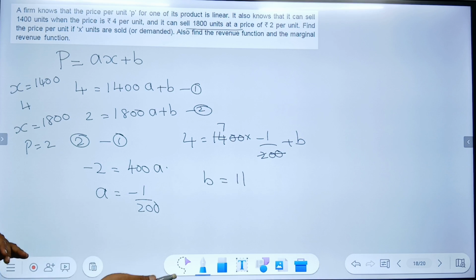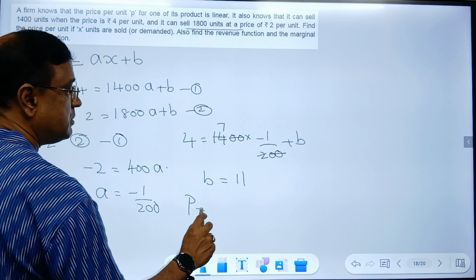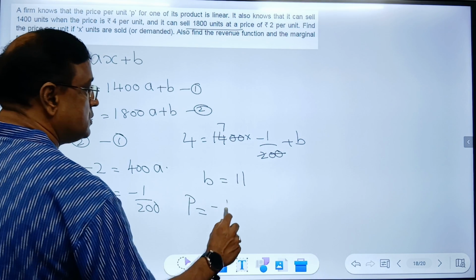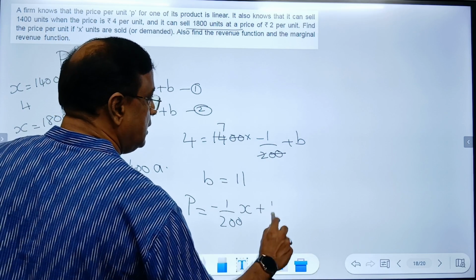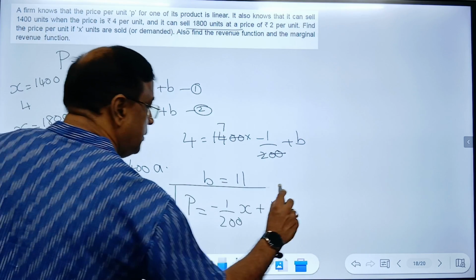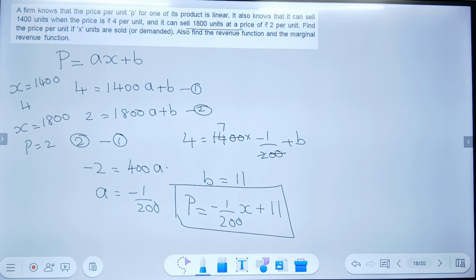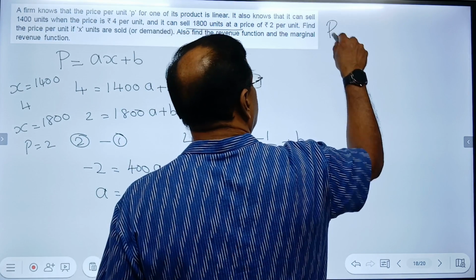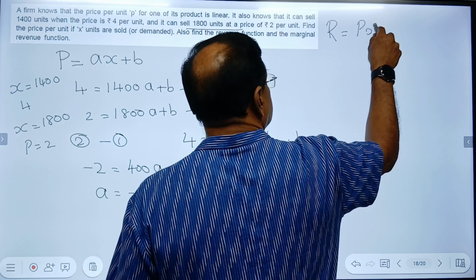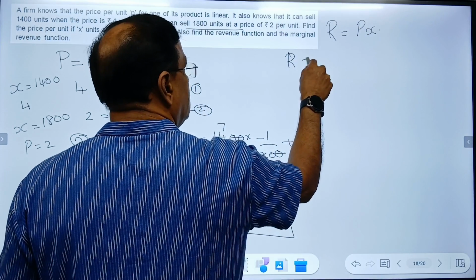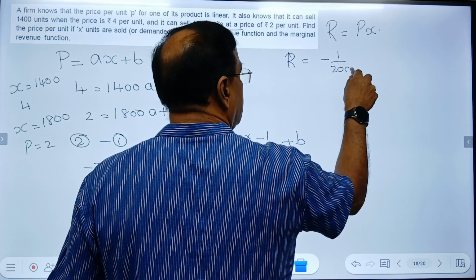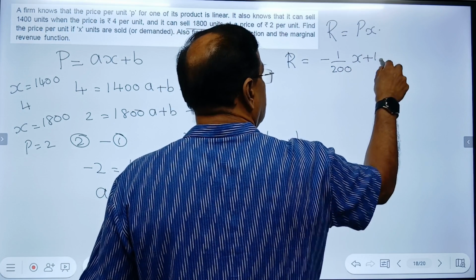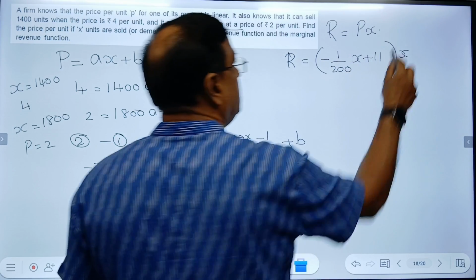Now that I got A and B, I got my price. What is my price? My price is minus 1 by 200 x plus 11. This is my price function. Now I have to create the revenue function. What is the revenue function formula? Revenue is Px. So revenue equal to, what is P? P I already know. Minus 1 by 200 x plus 11, into x. So I got my revenue function.